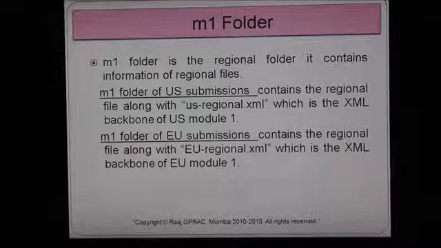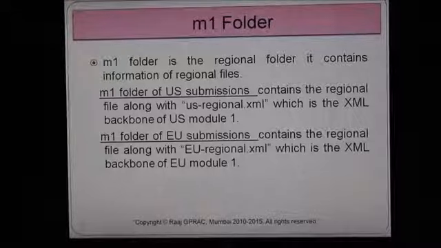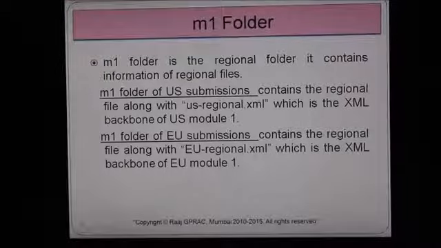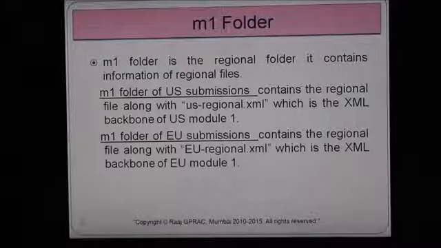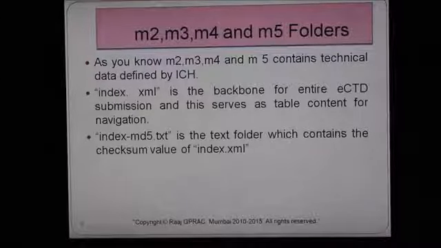Module 1 folder of US submission contains the regional file along with US regional XML, which is the XML backbone of US Module 1. Module 1 folder of European submission contains the regional file along with EU regional.xml, which is the XML backbone of European Module 1. Module 2, Module 3, Module 4 and 5 contain technical data as defined by ICH.